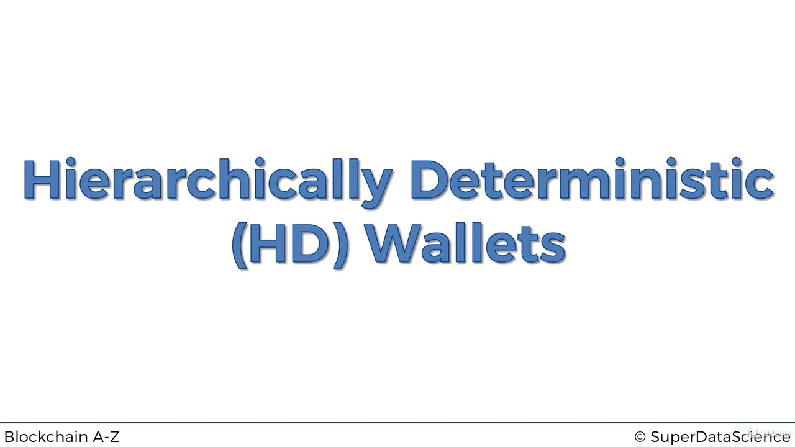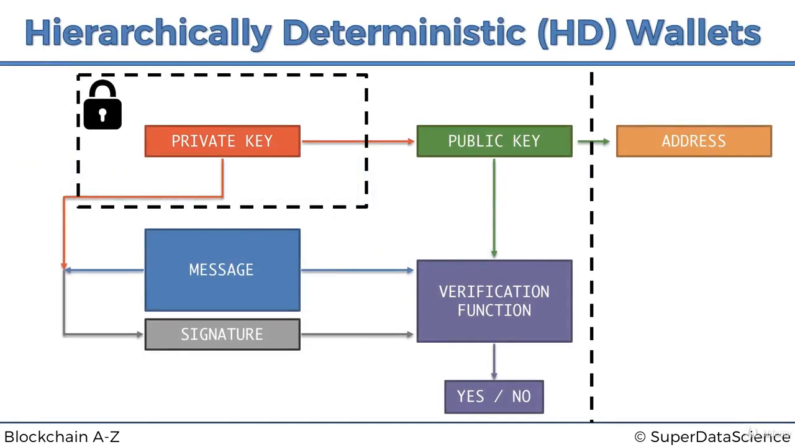Today we're talking about HD wallets, or, I'm going to try to pronounce this, hierarchically deterministic wallets. That's what we're talking about today. Let's have a look. Here we've got our whole setup of private key, public key, message signature verification function, and address. We already know how all of this works, so I won't go through that again. But the question here is about privacy. That's what we're going to address today.